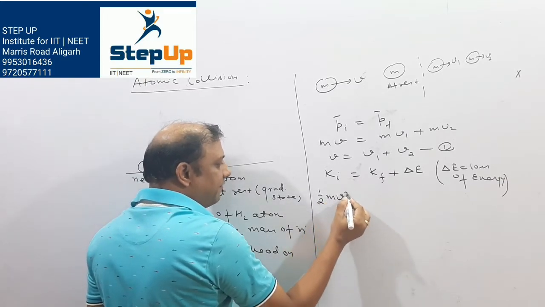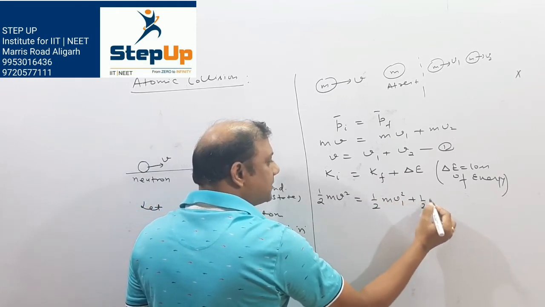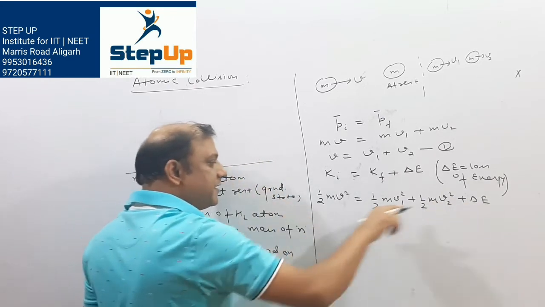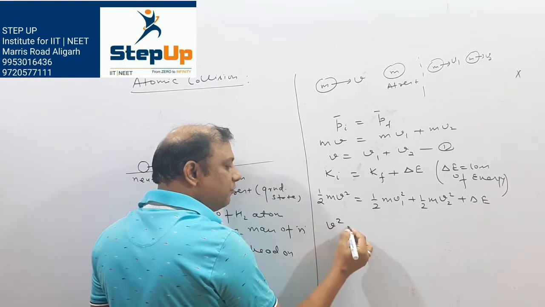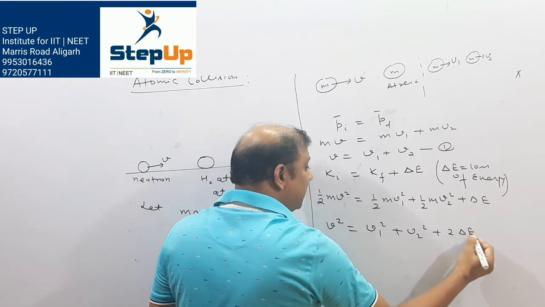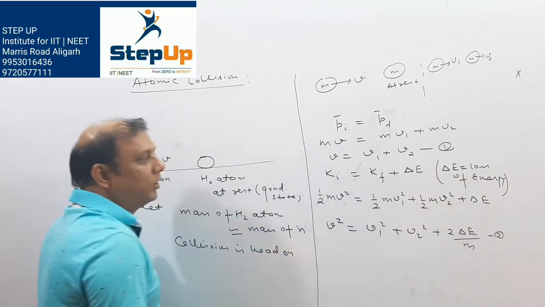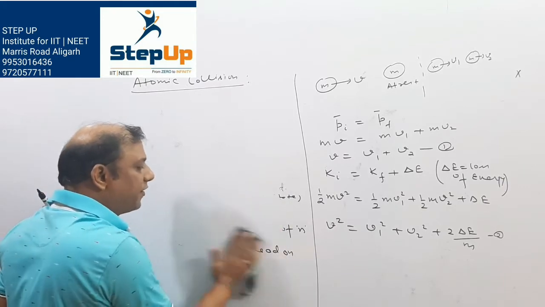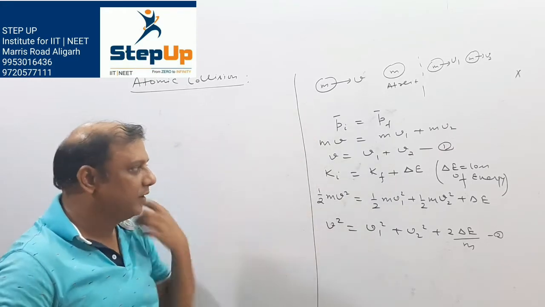Initial kinetic energy is half m v square. Final kinetic energy is half m v1 square plus half m v2 square plus delta E. When we simplify, multiplying by 2 by m, we get v square equals v1 square plus v2 square plus 2 delta E upon m. This is equation number 2. With the help of these equations, we are going to find the relation between delta E and the kinetic energy of the striking neutron.